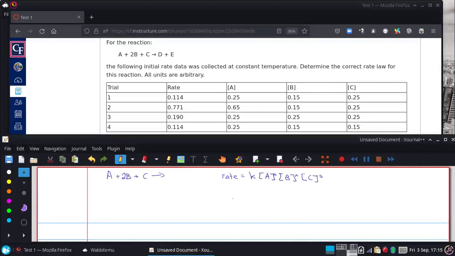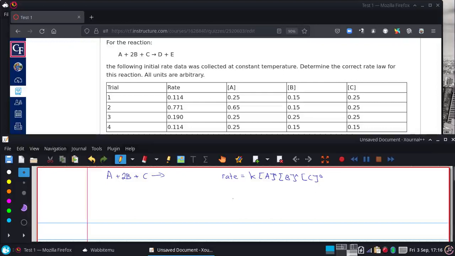Now I can see in the data right away, in experiments 1 and 4, the rate doesn't change. I never changed A, I never changed B, but we did change C. So changing the concentration of C had no effect on the rate. So I can say that the order I wrote for that letter is actually 0. I don't need to do anything to figure out the rate order with respect to C. In my answers, it's either going to have a 0 there or it's not even going to be present. But I don't have to calculate it.